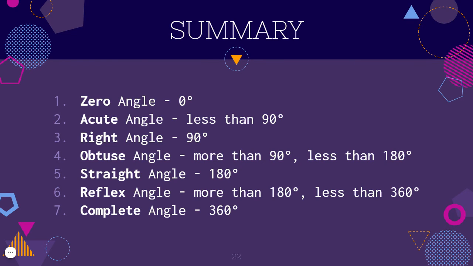A zero angle is going to be 0 degrees. Acute angle is going to be less than 90 degrees. A right angle is going to be 90 degrees. An obtuse angle is going to be more than 90, but it will be less than 180. A straight angle is going to be exactly 180 degrees. A reflex angle is going to be more than 180 but less than 360. And the complete angle is going to be 360 degrees. This is how you will be able to identify each and every angle.